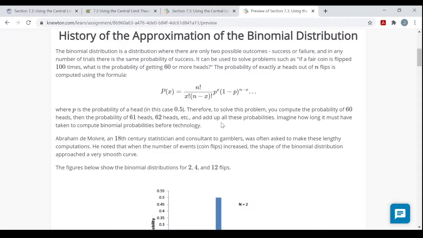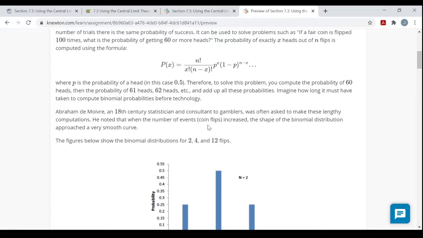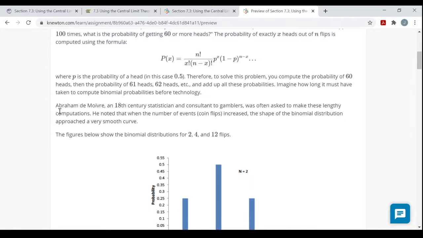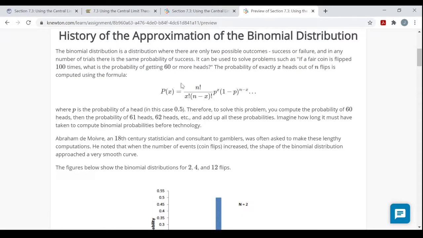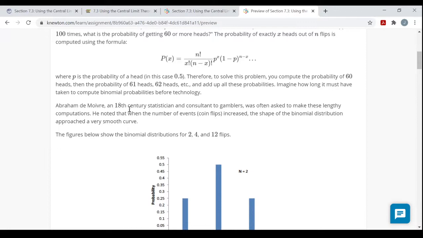Okay, so again, they refresh your memory on the binomial distribution. And then they get into some more historical stuff here. Abraham de Moivre, an 18th century statistician and consultant to gamblers, was often asked to make these lengthy computations. What would be the probability of getting 60 or more heads? Back in the 18th century, that would have taken quite a while to figure out.